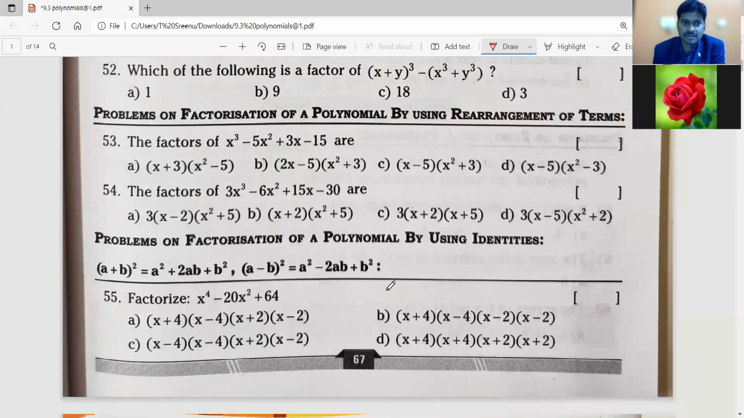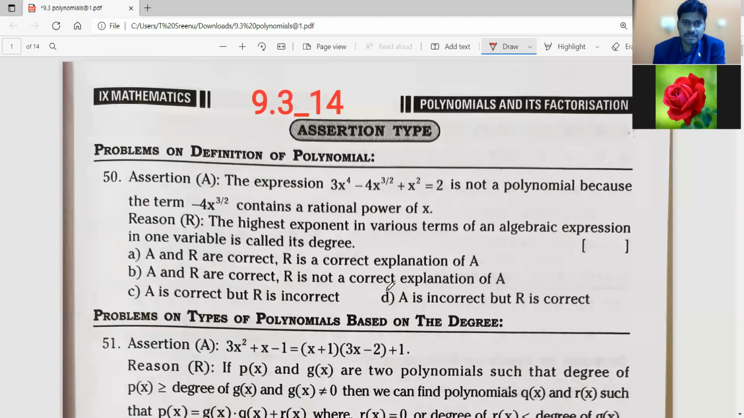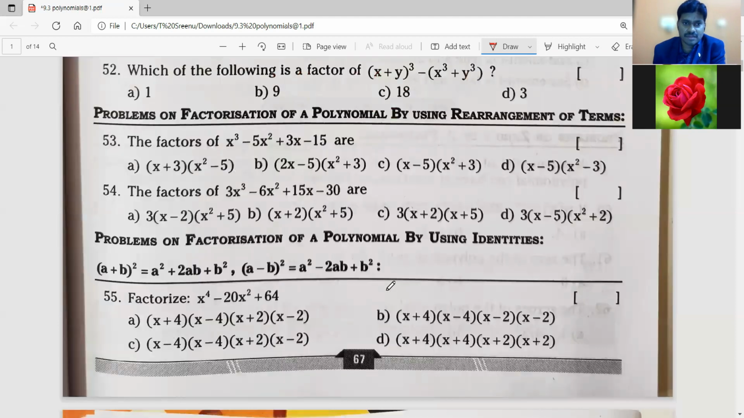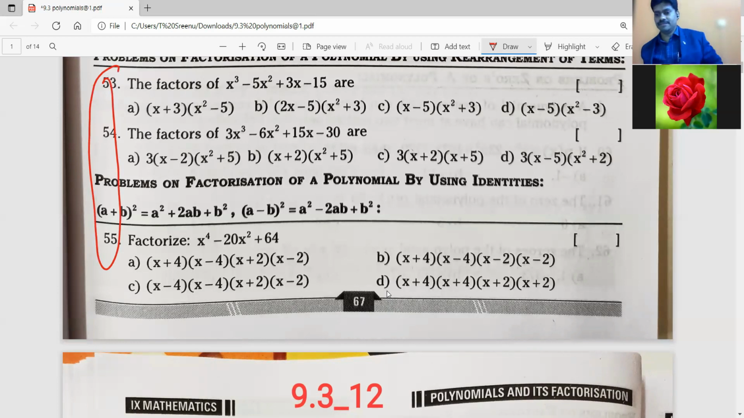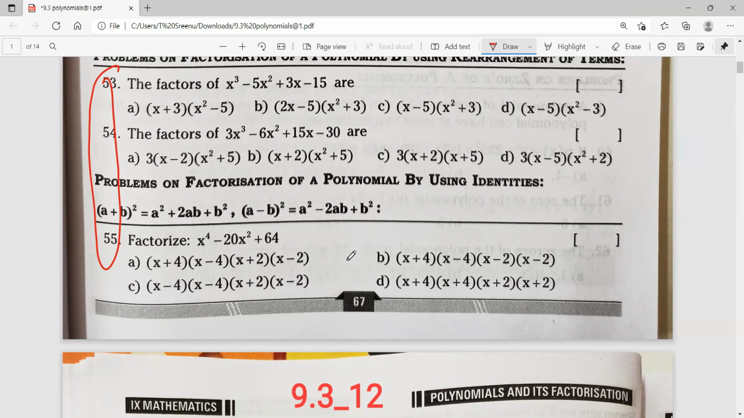I think, yes, next page we'll go. Yes, sir. Here. Just these three sums you take as homework, no, then you'll close the class. Thank you. Can I please take the screenshot of the three sums? It's taken.